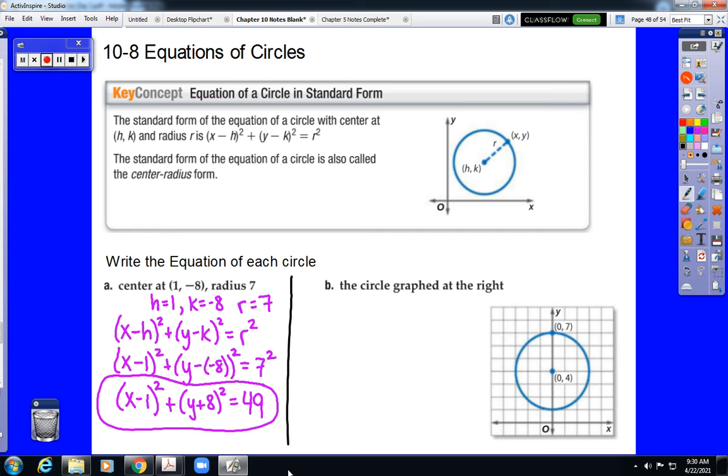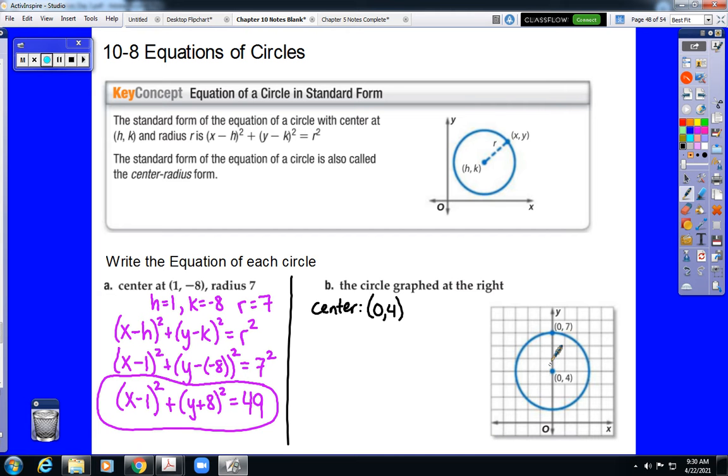Now, we don't have to just give you the center and the radius straight up. There are other ways we can present that information. So we're going to see that over the next several examples, starting with, I could just give you a graph of a circle and say, tell me the equation. Well, all we need to do is pull from that graph the center, which is at (0, 4), and we need to figure out the radius.